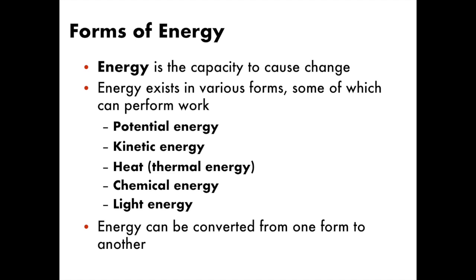Chemical energy is the energy that's stored up in the bonds of a molecule. Light energy, which is electromagnetic energy. We're going to talk more about that when we get talking about photosynthesis, because that light energy can be collected by plants and other photosynthetic organisms to produce chemical energy. So energy can be converted from one form to another, just like we see in photosynthesis, light energy being converted into chemical energy. And that's kind of a big part of how life works.